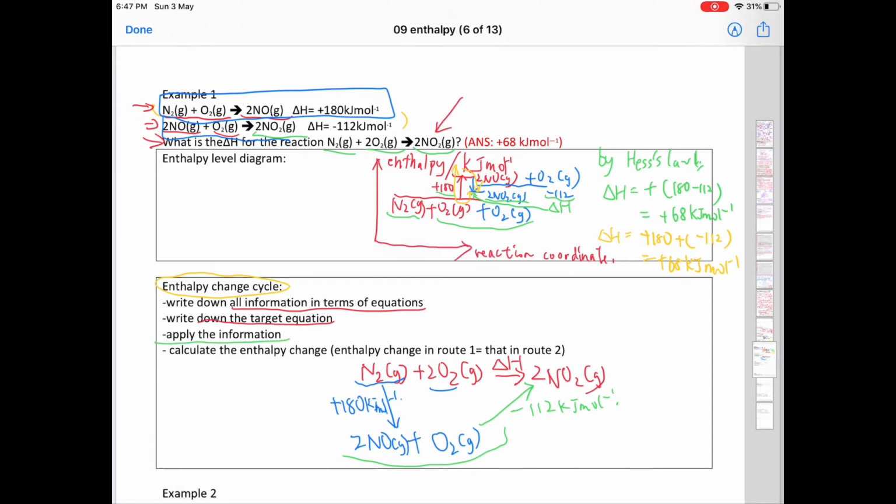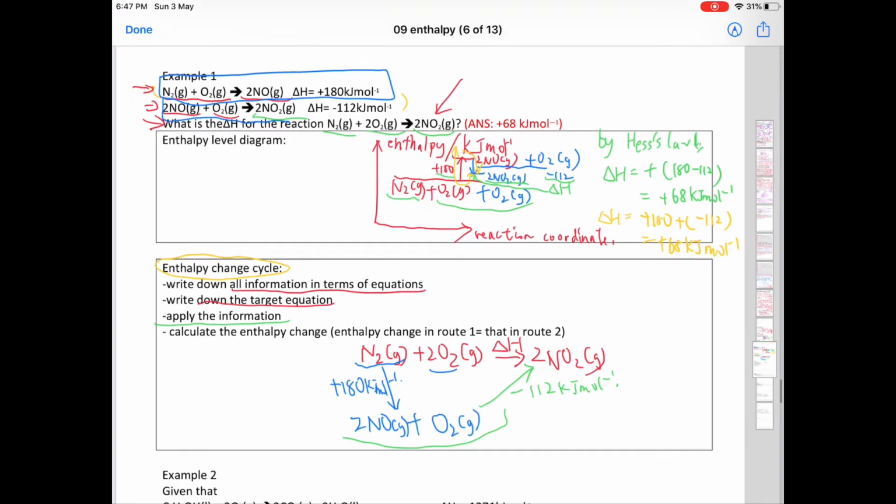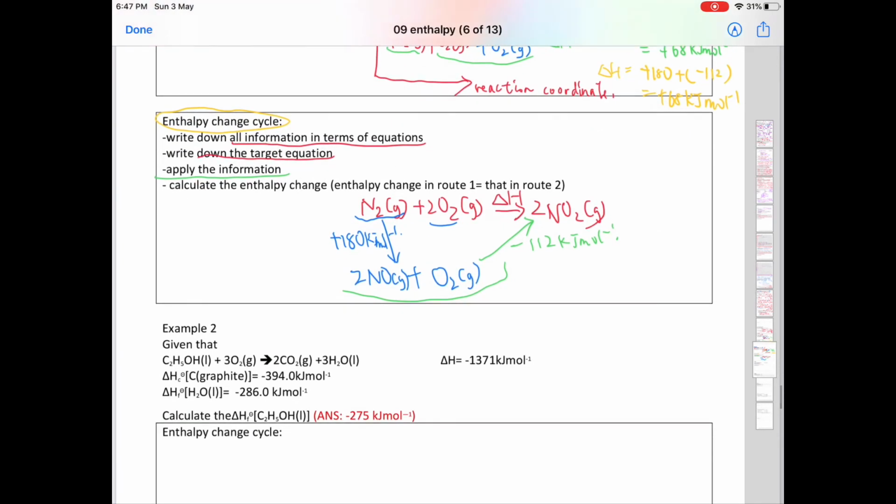And you can see that it is much easier because we do not need to draw it according to the scale. We do not need to know whether it is increase or decrease or not. It's a simple version. And how can we calculate the result? Again, by Hess's law.